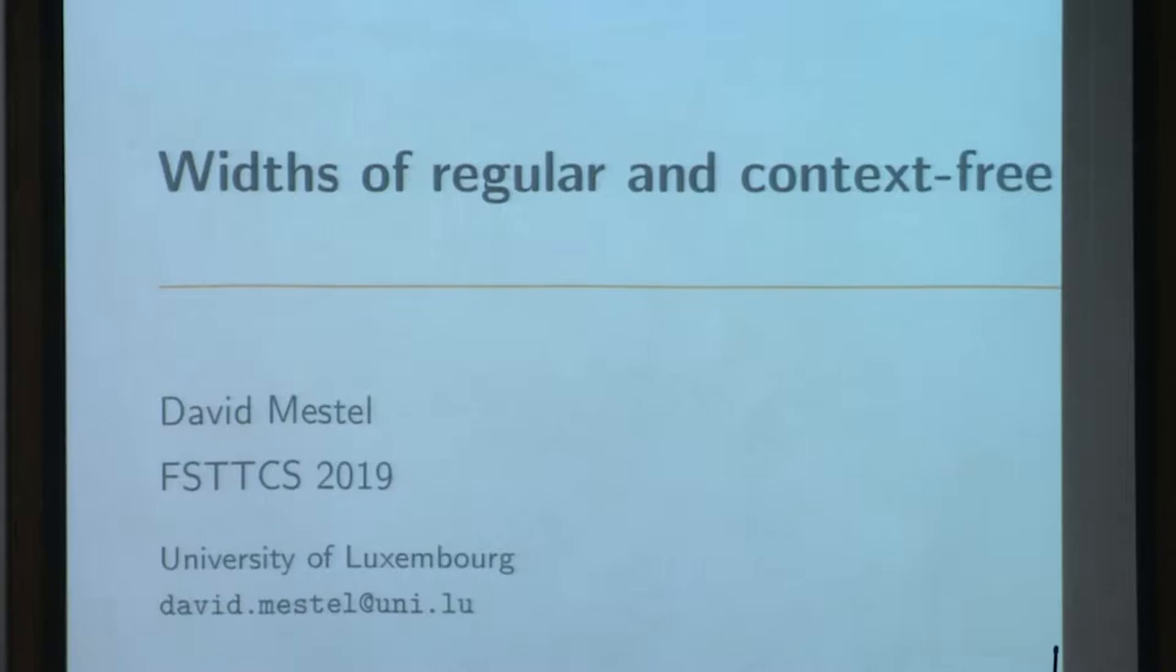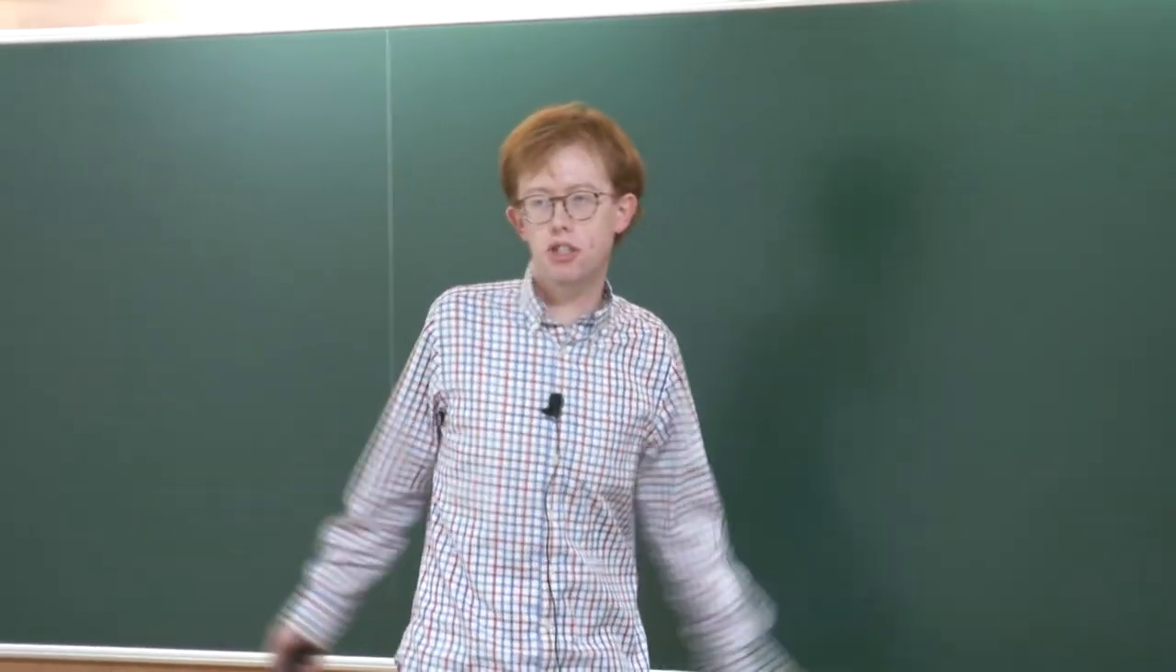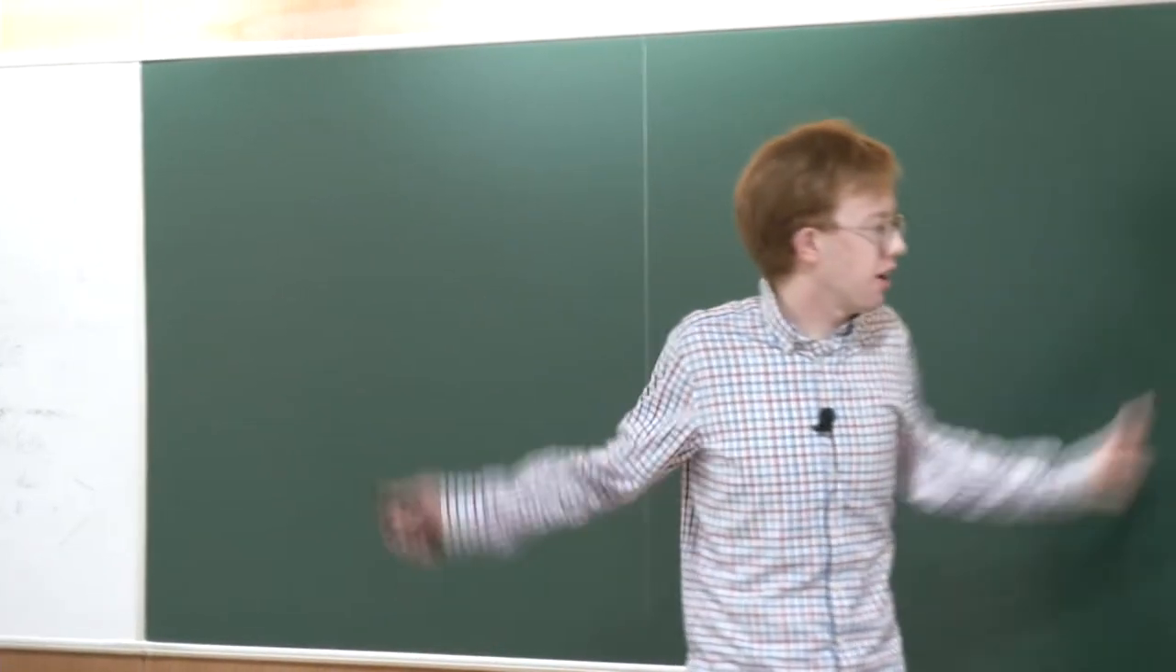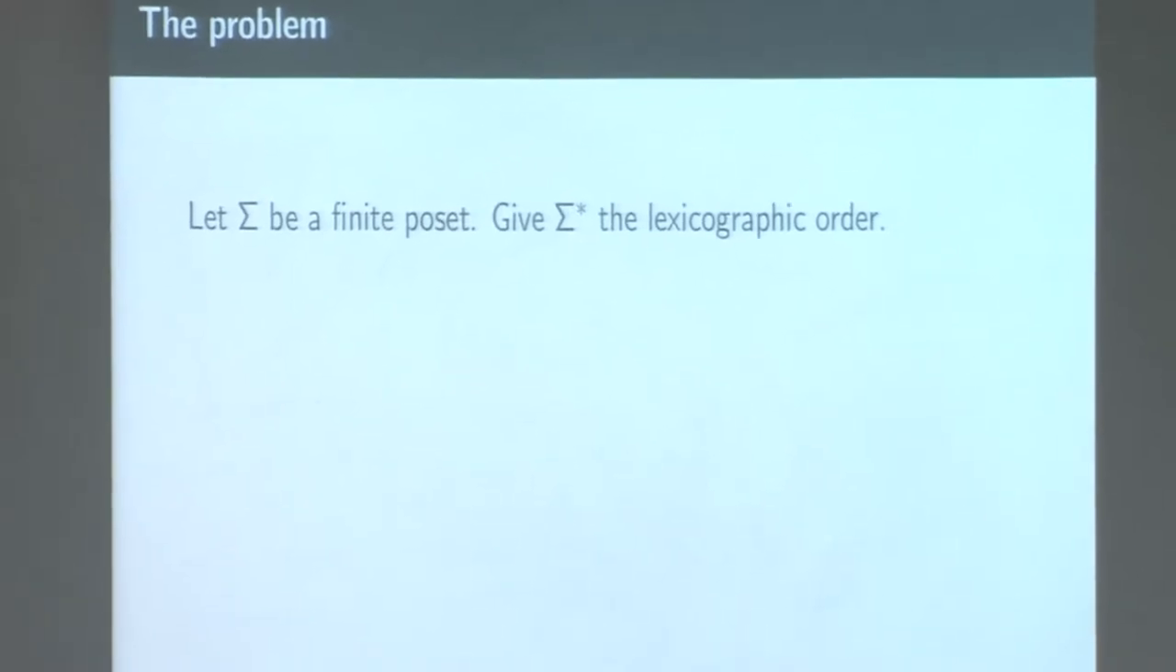So let me tell you about the problem that this talk is about. If you've got some finite language, but unlike most finite languages, well, except English and other real languages, it's ordered, not totally, but partially. So some elements will be comparable, some not. So you've got an order on letters, that will give you an order on words by the normal dictionary order.